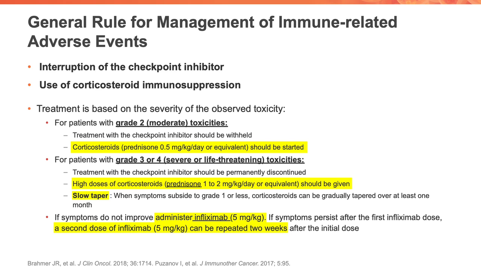The general rules for management of immune-related adverse events, and this is really taken from the guidelines that we have from the American Society of Clinical Oncology and the Society for Immunotherapy of Cancer Toxicity Management Working Group. There are two main rules that we have to follow when treating immune-related adverse events. The first rule is holding or interruption of the checkpoint inhibitor. The second rule is the use of corticosteroid immunosuppression. And also the treatment of the immune-related adverse events is based on the severity of the observed toxicity.